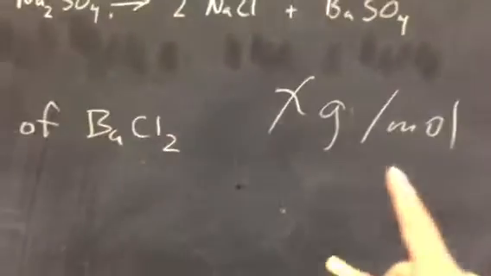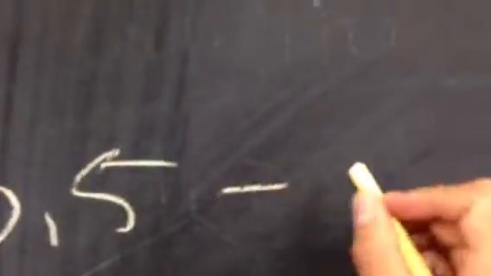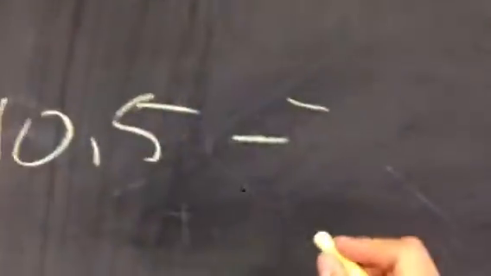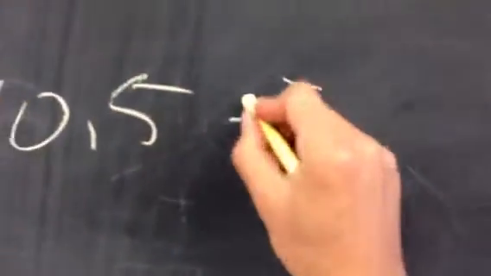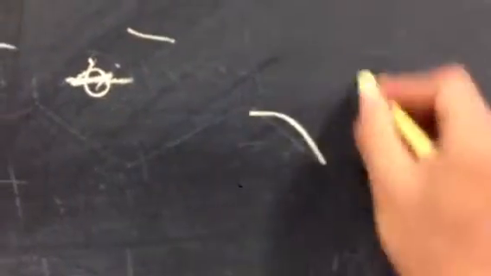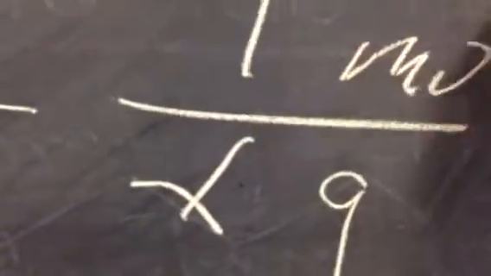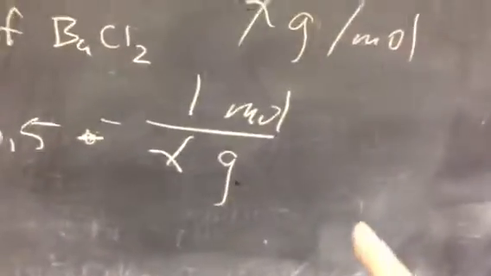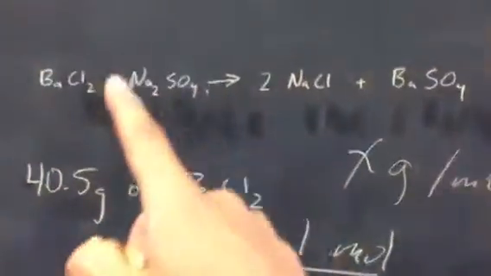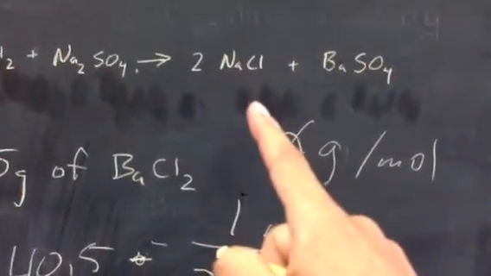All right? So now, using that number, we can go from 40.5 grams to moles. And the way we do that is through the molar mass. So what we do is we just divide by its molar mass, which is that x number here, to get us the number of moles. So once we have moles of barium chloride, then we can start relating here to sodium chloride in this part of the equation.